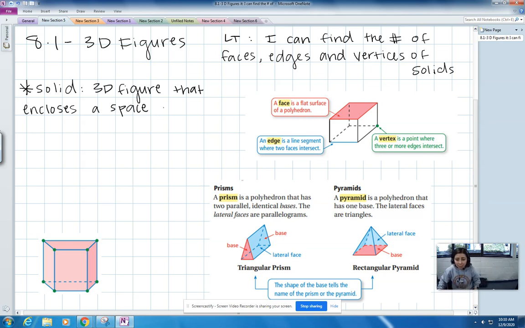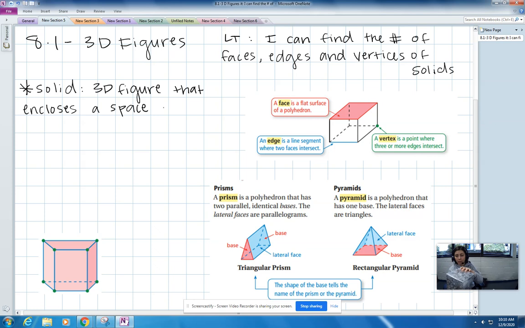I know I'm really tiny over in the corner, but if you look in the corner, you will see me holding up this cube, this box. So this box is an example of a solid. That is because it's 3D. You can pick it up and move it around, and it encloses a space. All of the sides have cardboard on them, the top and the bottom. So it completely encloses the space inside.